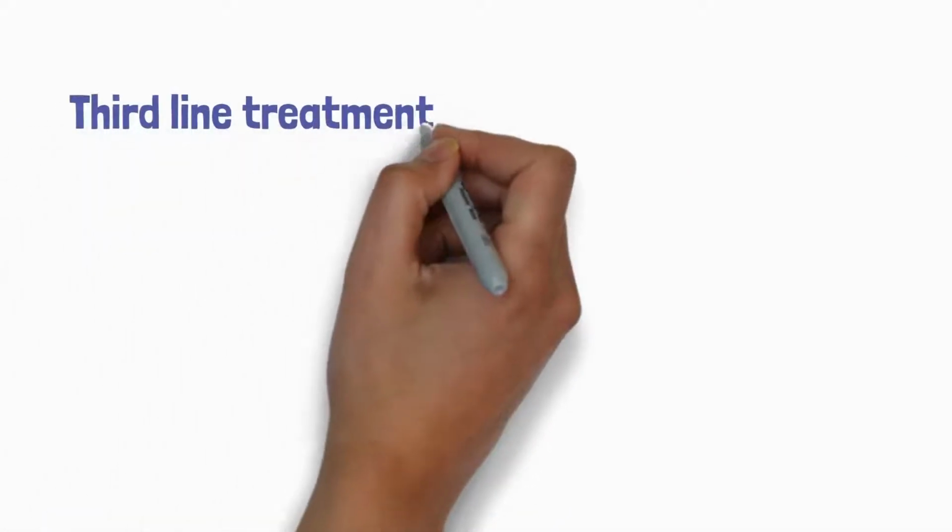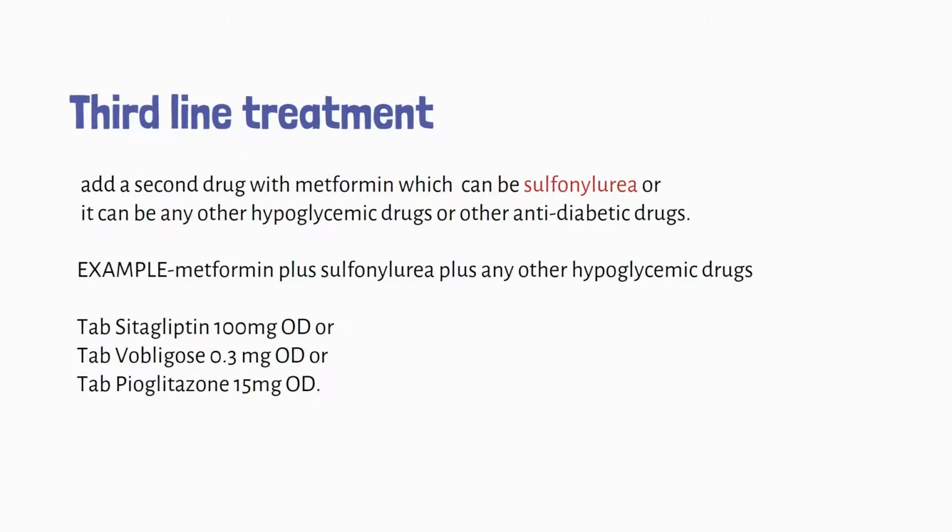In 3 months follow-up, if it is not controlled, we can add a second drug with metformin, which can be sulfonylurea, or it can be any other hypoglycemic drugs or other anti-diabetic drugs. And this is third-line treatment.